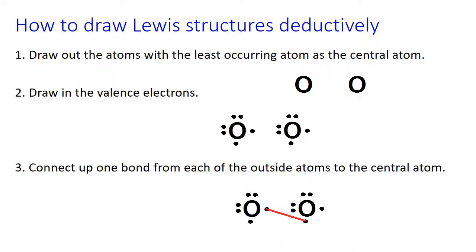So how do you draw Lewis structures deductively? I'm just going to go through a step-by-step procedure on how I do it. The first thing you do is draw out the atoms with the least occurring atom as the central atom. So if this wasn't oxygen and, say, sulfur dioxide, then sulfur would be in the middle, because 1 is less than 2, and sulfur dioxide is only 1 sulfur. Then you put in the valence electrons. Oxygen has 6, and then you connect up 1 bond from each of the outside atoms to the central atom as so in step 3.